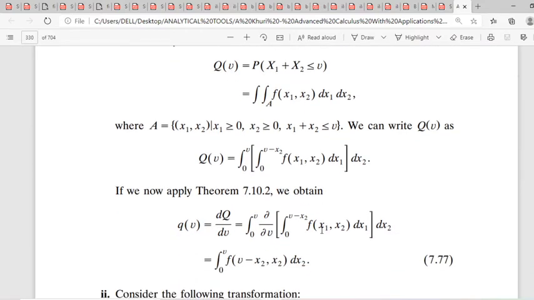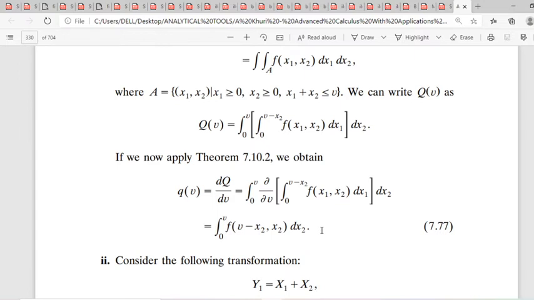How can we find the density function? That is by the method of differentiation. That is, small q of v is equal to dQ by dv.